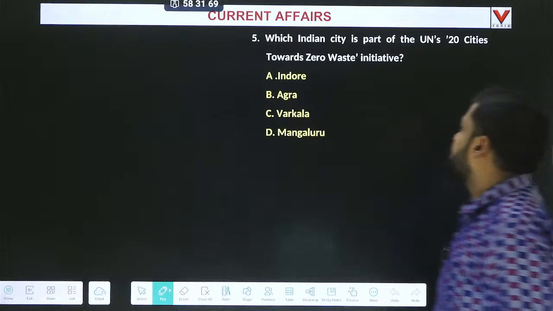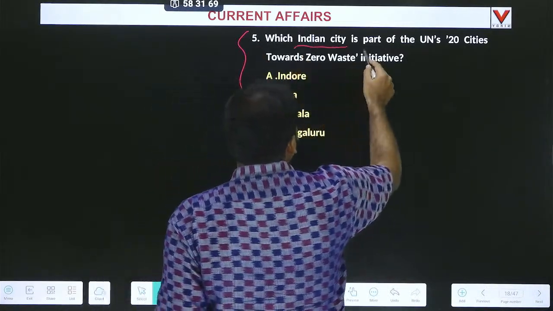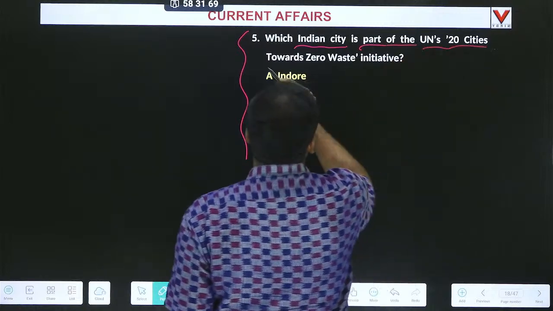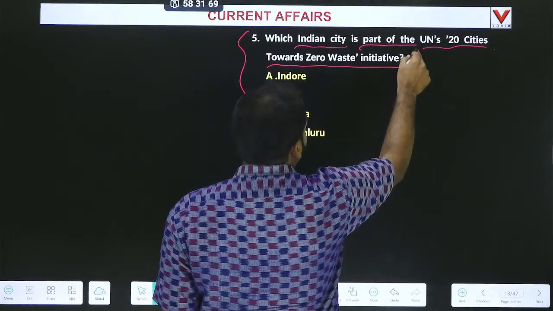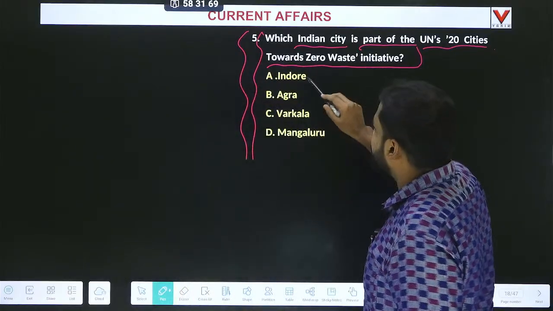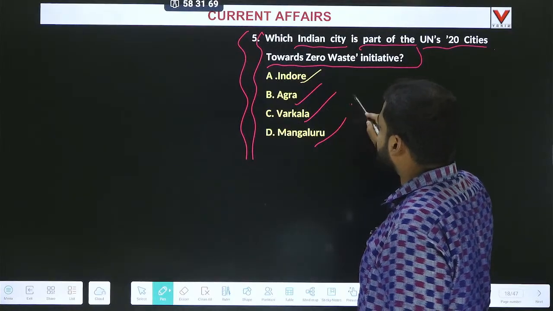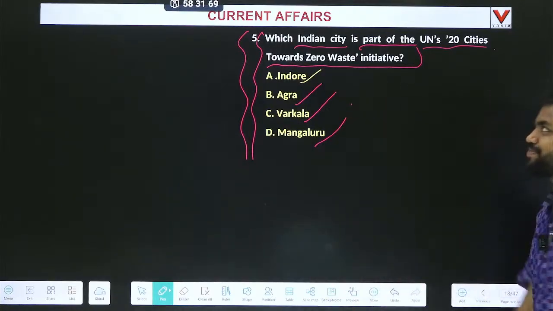Okay. See, the next question is, which Indian city is a part of the UN's 20 Cities Towards Zero Waste initiative? Okay, please answer this question. Option A is Indore, B Agra, C Varkala, D Mangaluru. Right? Please answer.